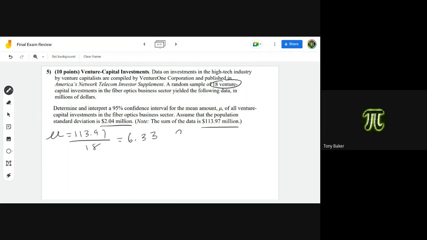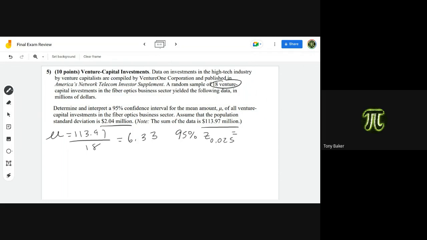So we want a 95% confidence interval. So that means this is a one-tailed or two-tailed, basically. Confidence intervals are two-tailed. Okay? So when we're looking at the table, we're not looking for 5%, we're looking for half of that. So when we're looking for this, we're looking for 0.025, not 5%.